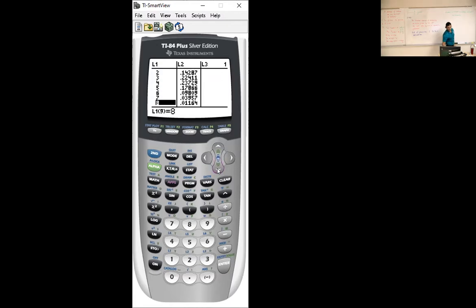And scroll down. 7, 8, 9, they all are. So 0.03957, 0.01164, 0.00243, 0.0003. The rest are small, so I'll just put 0. I could have put 0 for 0.0003 also.